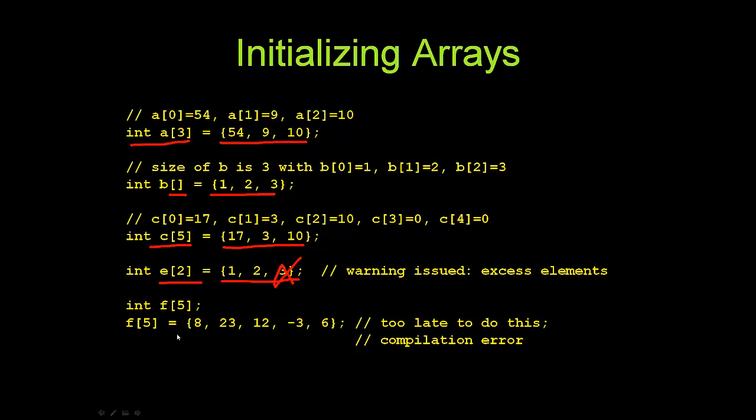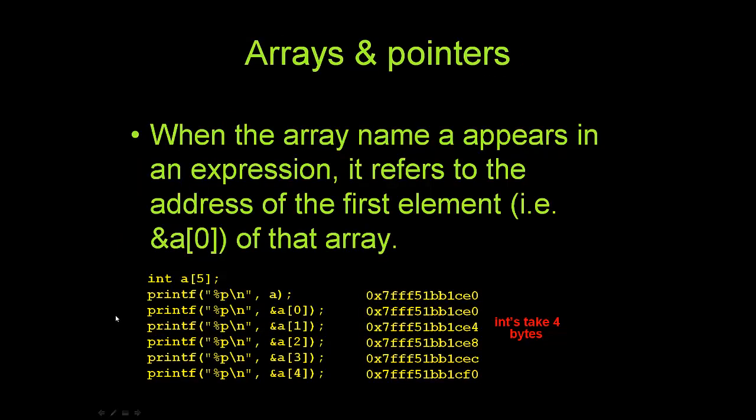Now, you can't do this initialization using this method. It means you can't do F5 because of this. But what you can do is F0 equals 8, F1 equals 23, and so forth. But this particular declaration is not possible or not allowed.